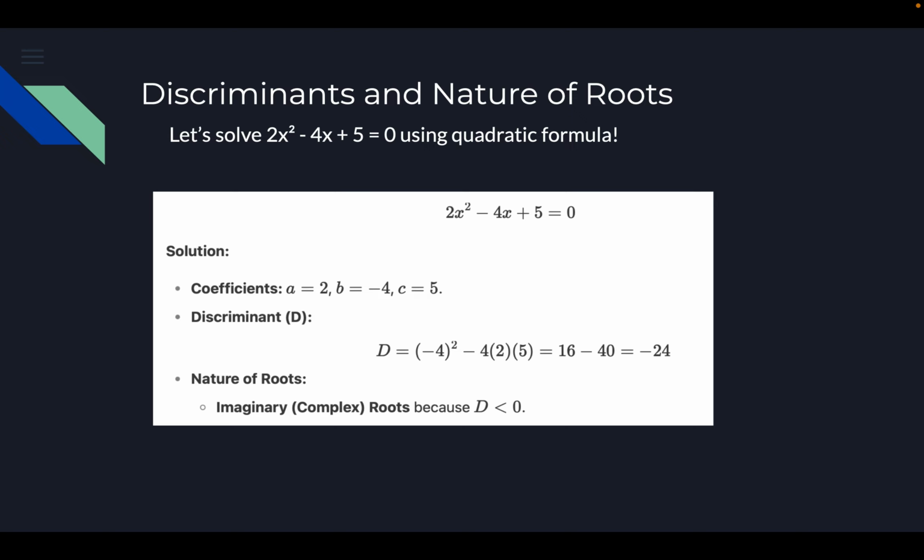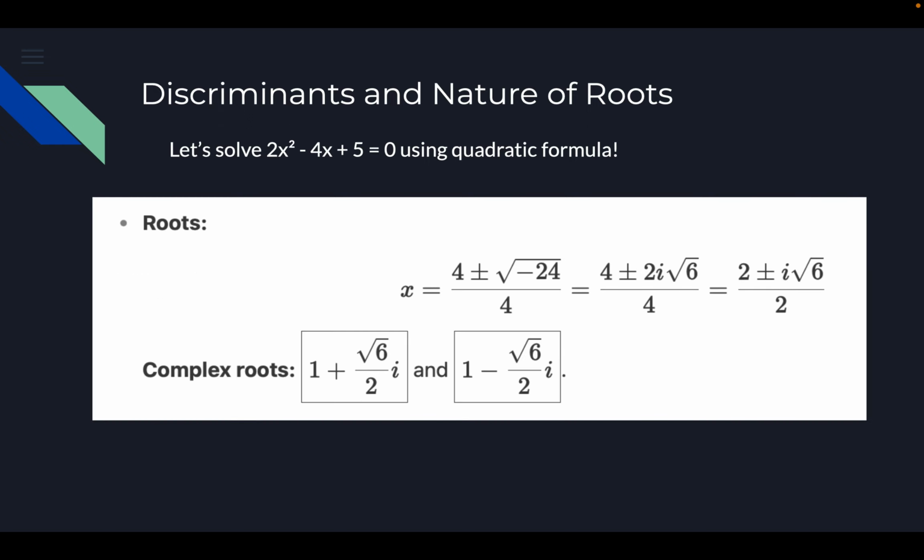Now the nature of roots here is imaginary, which means complex roots, because D is less than 0, right? So if you put that in the formula again, you can see that the square root of D will come as a square root of a negative value. So we have to introduce the term i for complex numbers.